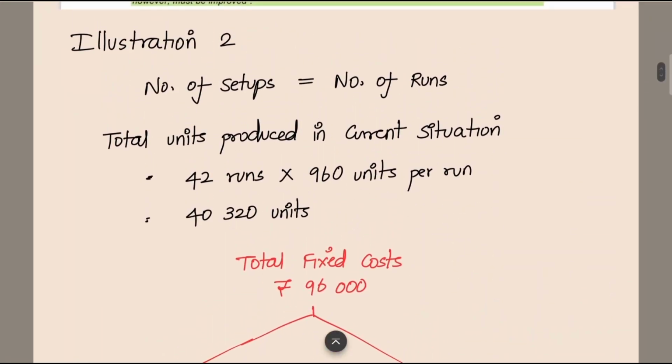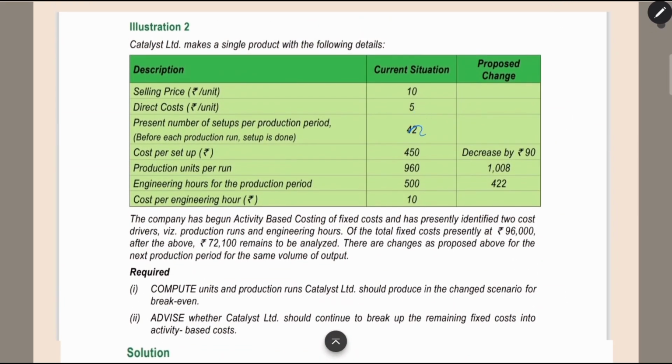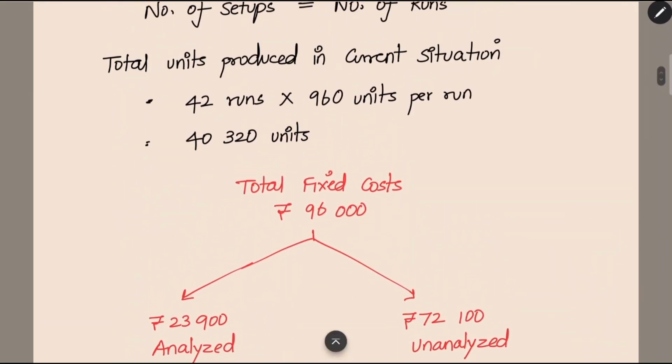So, here the number of setups is equal to the number of production runs. Total units produced in the current situation: here we have total 42 setups or 42 production runs, and in each run we are producing 960 units. So the total number of units produced are 42 runs multiplied by 960 units. Total this much units are produced.